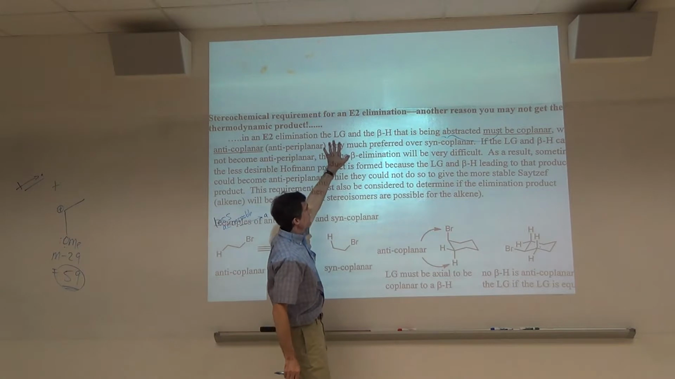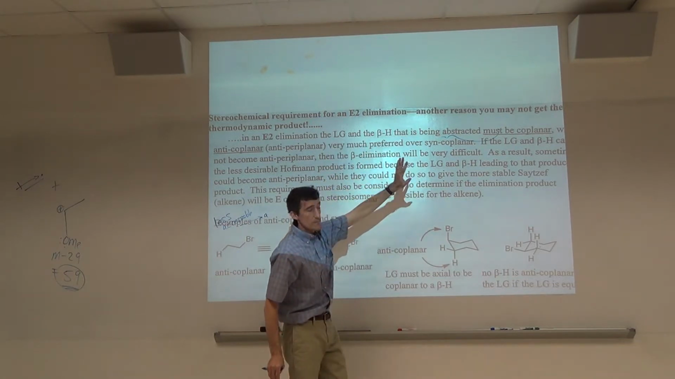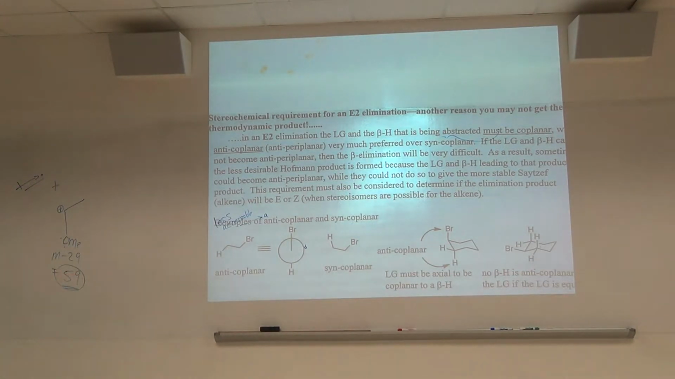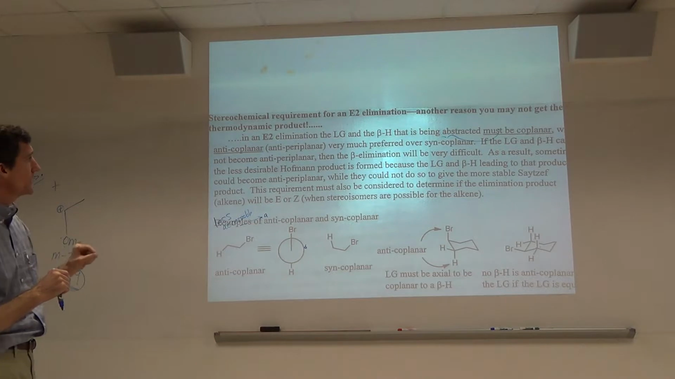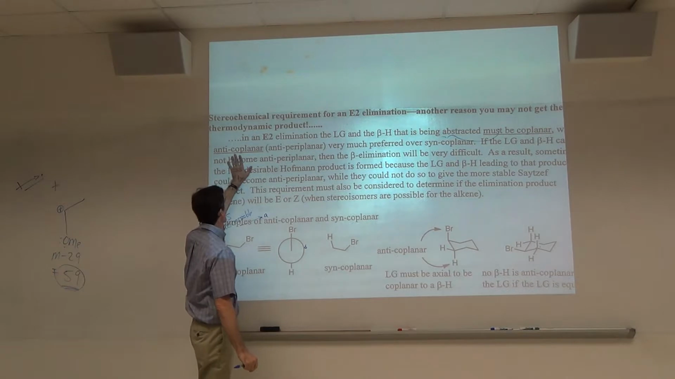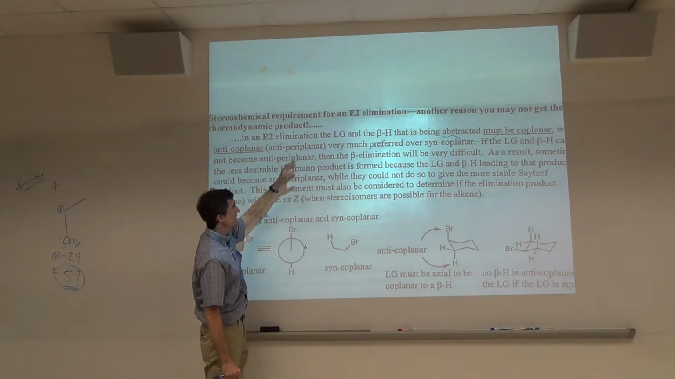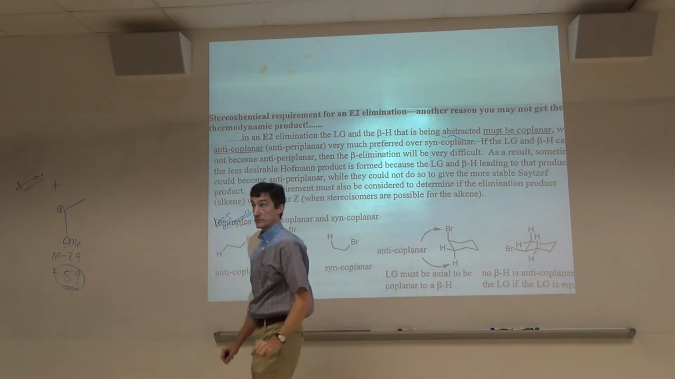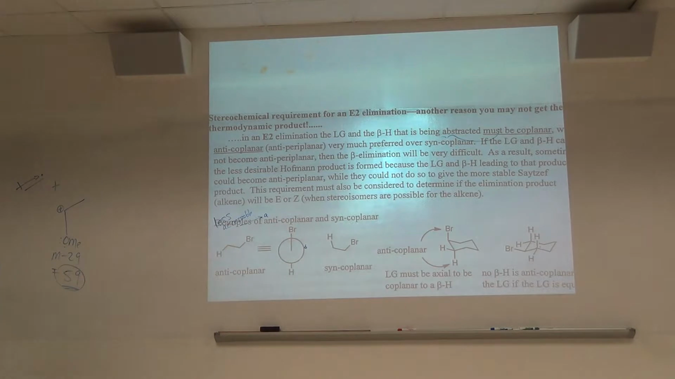And in E2, the leaving group and the beta hydrogen that's being extracted must be coplanar. Okay? E1, none of this matters, and in E1 you always get the most stable product. Remember? E1 gives the most stable. How about E2? In E2, the leaving group and beta hydrogen must be coplanar, with anticoplanar highly preferred. Anticoplanar is sometimes called antiperiplanar. Syn coplanar also works, because it is coplanar, but it's not preferred.